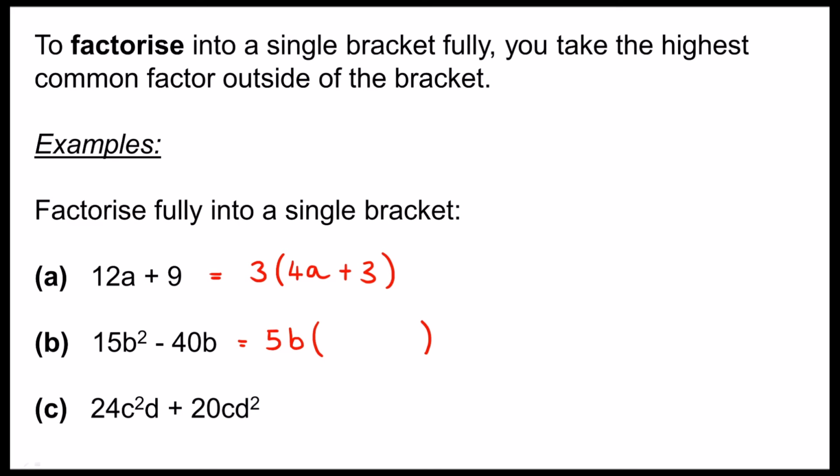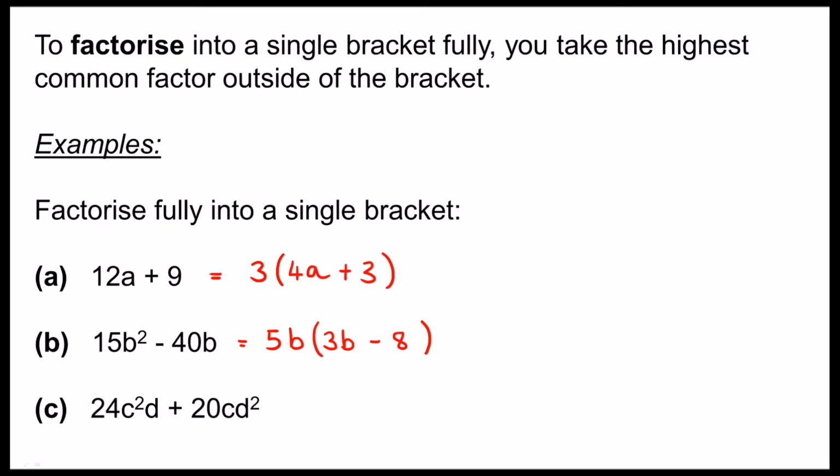Let's start off with 15b squared. If I divide that by 5b, I know that 15 divided by 5 would be 3, and b squared divided by b would cancel one of them out, and that leaves me with 3b in my bracket. And again, if I have minus 40 and I divide it by 5, I get minus 8, and the b divided by the b on the outside would cancel out and leave me with no letters. So that's my final answer, 5b on the outside and 3b minus 8 inside my bracket.